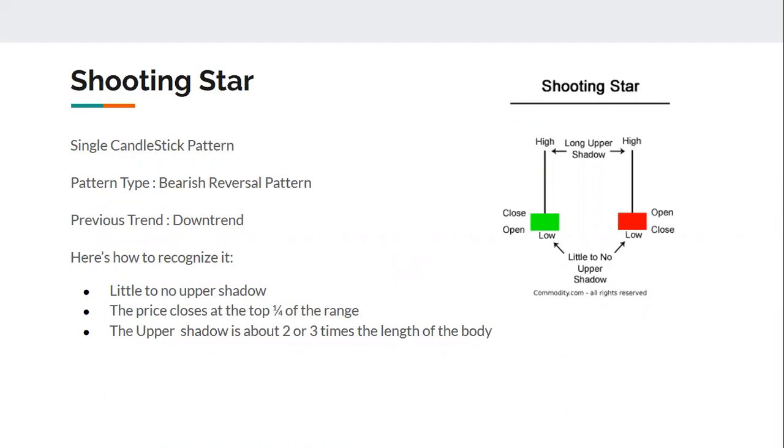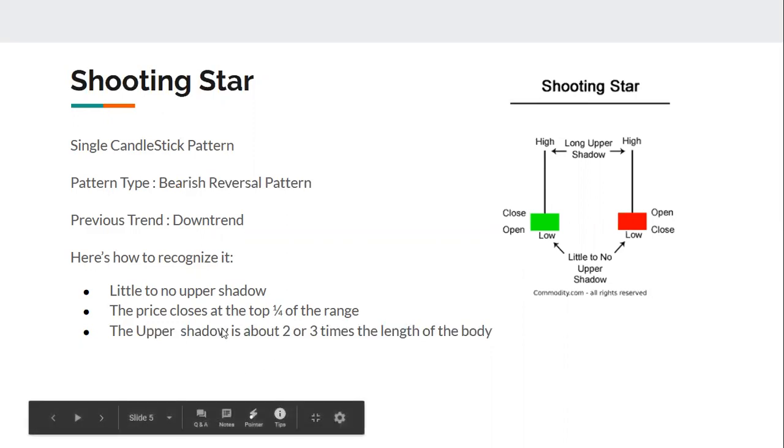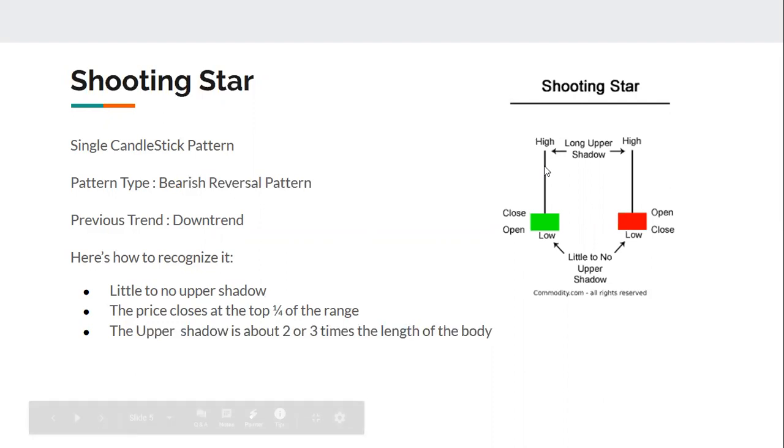Shooting star is the same as the hammer, but the previous trend will be an uptrend. It is also a single candlestick pattern. Here we can see how to recognize it. The shadow will be the longer one and the body will be the smaller one. In this example, the previous trend is an uptrend, and the price gets rejected, and a smaller body forms, and it will give the confirmation for the downtrend.